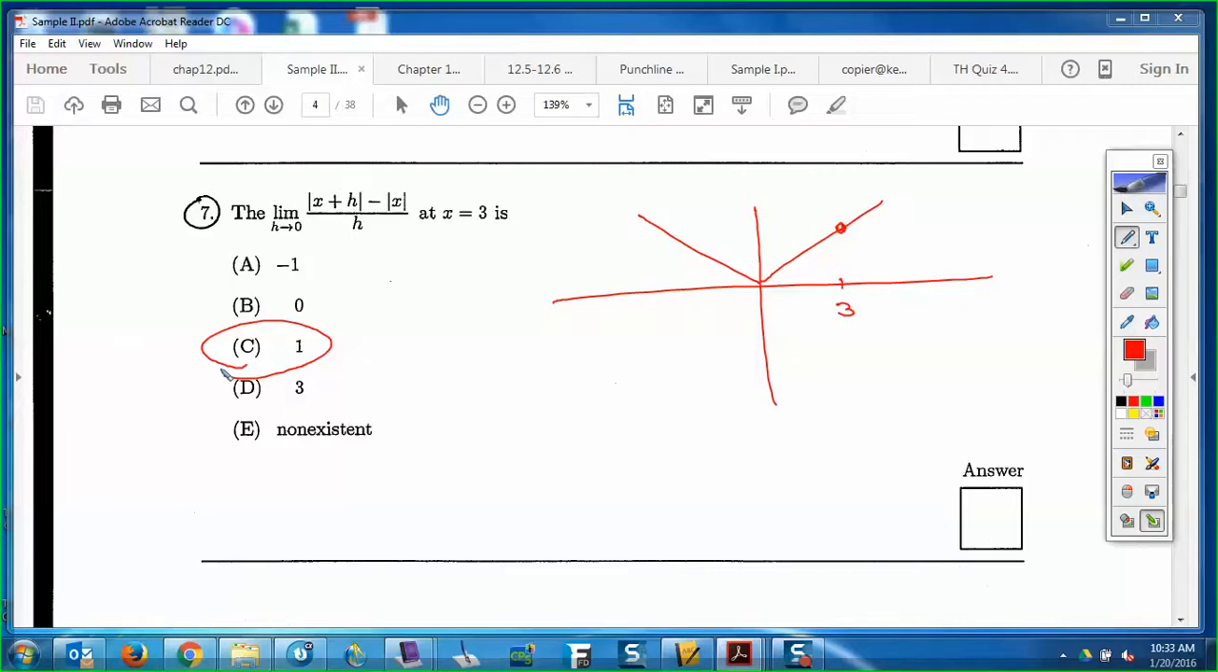Not many tests, AP tests or whatever, go by without this question being in there. It's the definition of derivative. Like I said, it's the single most important thing we've done all year, so it's not surprising they put that in. There are limit problems where you factor, or use L'Hopital's rule, something like that. This ain't one of them. When you see that x plus h, that something plus h, as soon as you see that in a problem, you think derivative right away.